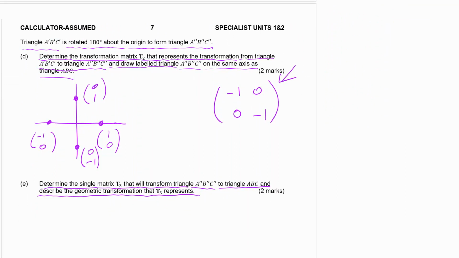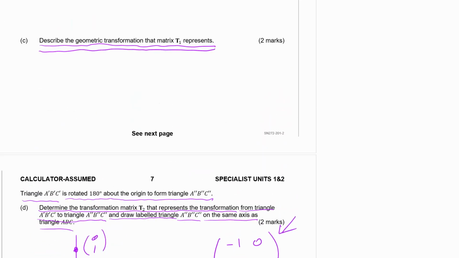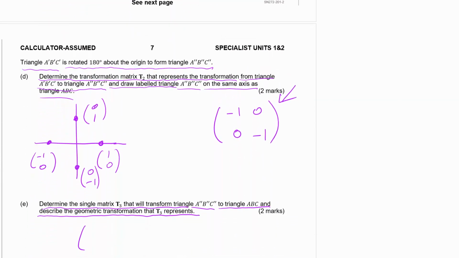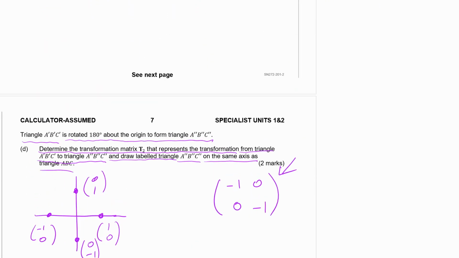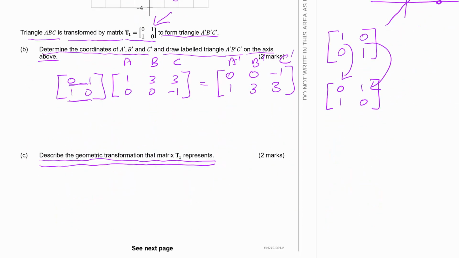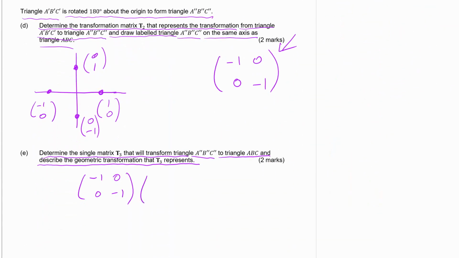So one way of doing it is to multiply those matrices together, and the [-1, 0; 0, -1] would have to be on the left. The other matrix was [0, 1; 1, 0]. And that's because the point (x, y) would come in from this side. So we do that transformation first. So this would take ABC to A'', B'', C''.